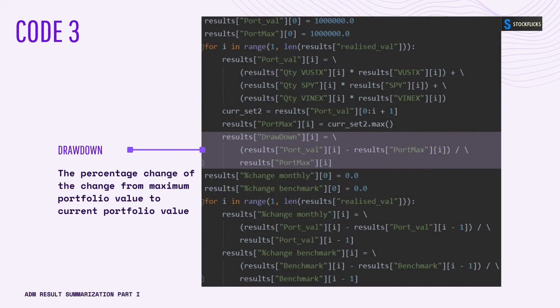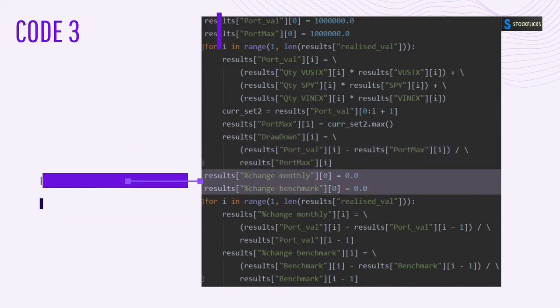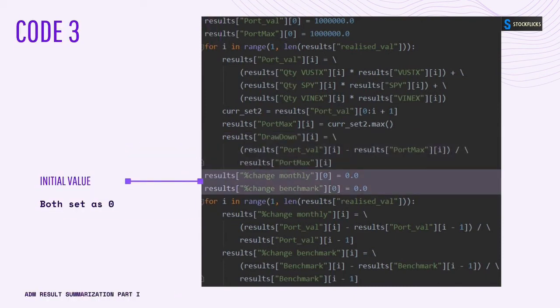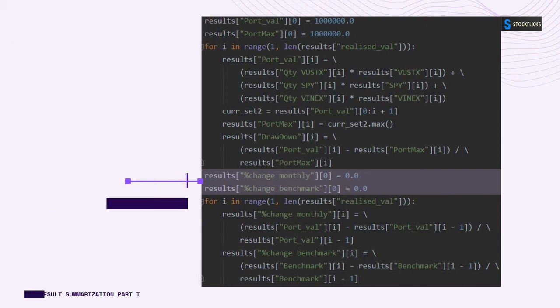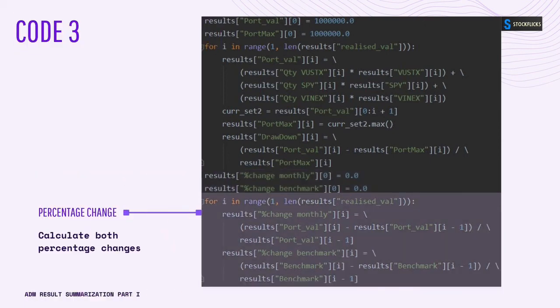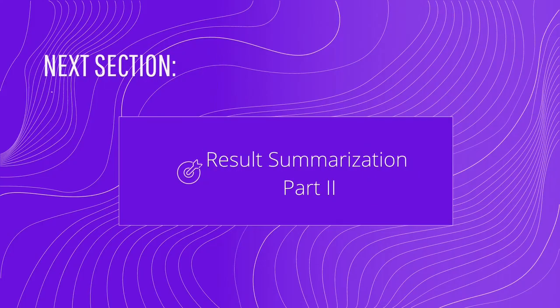Drawdown is defined as the percentage change from the maximum portfolio value to the current portfolio value. Next, we will define the initialized value of both percentage change monthly and percentage change benchmark as 0. Then, using another for loop, we will calculate all the max portfolio values and portfolio values using the usual method of calculating the percentage change. That's all for the calculation of the result.